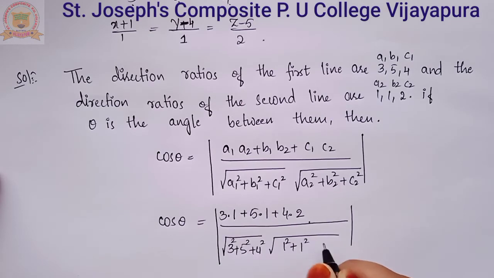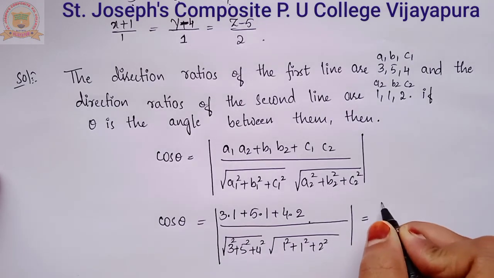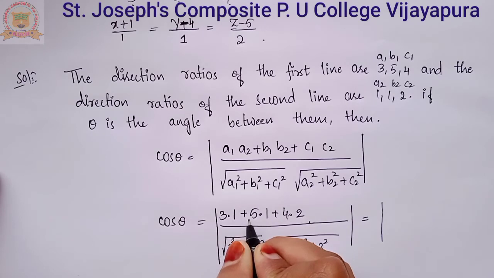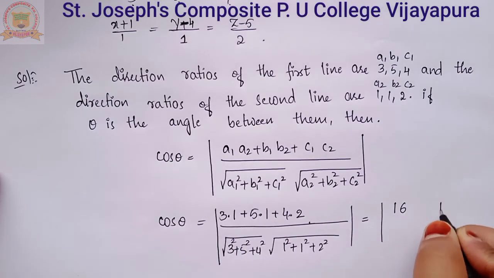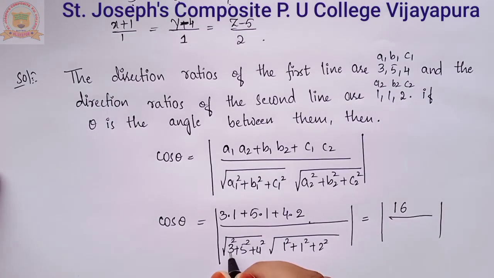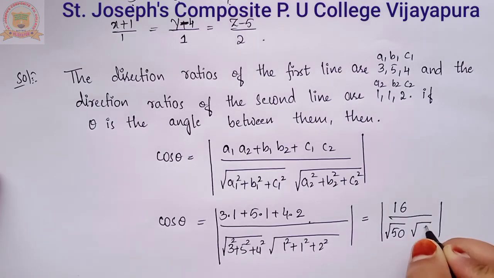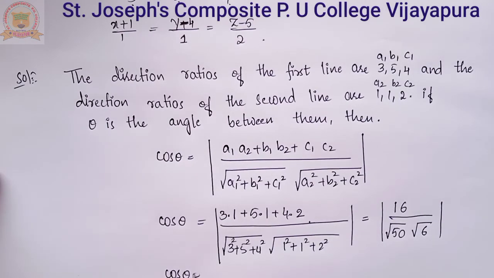1 square plus 1 square plus 2 square, which equals 3 into 1 is 3, 5 into 1 is 5, plus 4 into 2 is 8. So on adding, you will get 16, divided by root of 3 square plus 5 square plus 4 square is 50, and root of 1 square plus 1 square plus 2 square is 6, so it becomes root 6. So you will get cos theta is equal to 16 by root 50 into root 6.